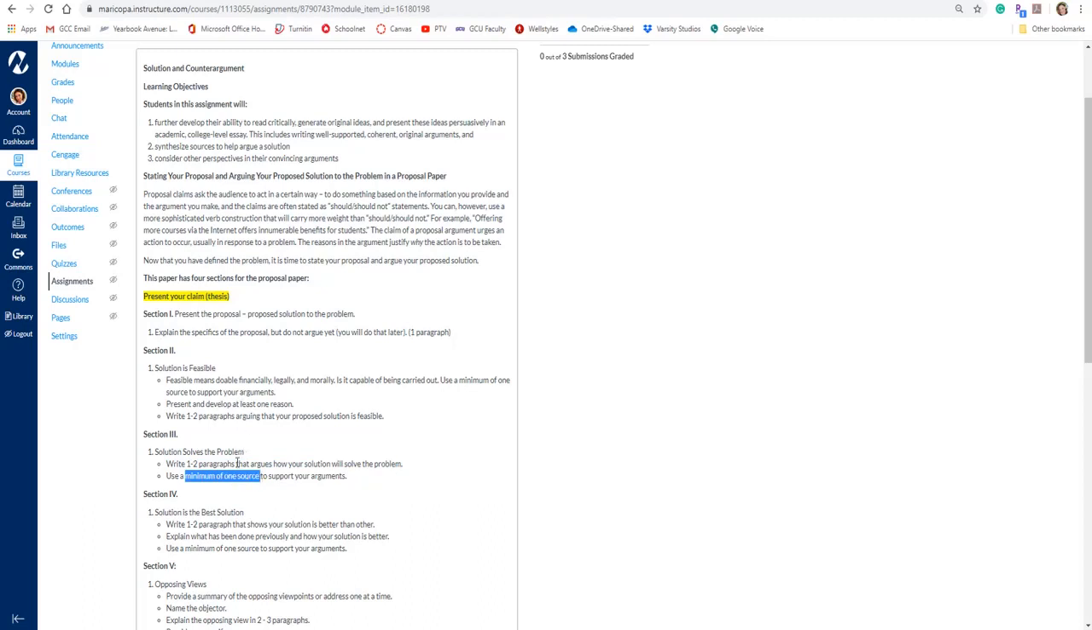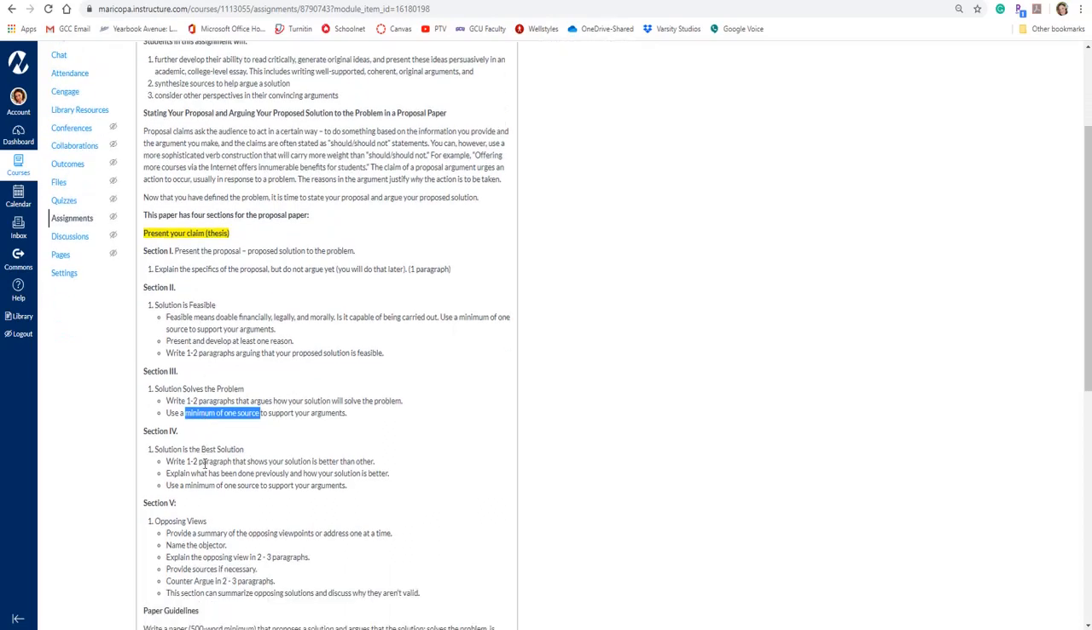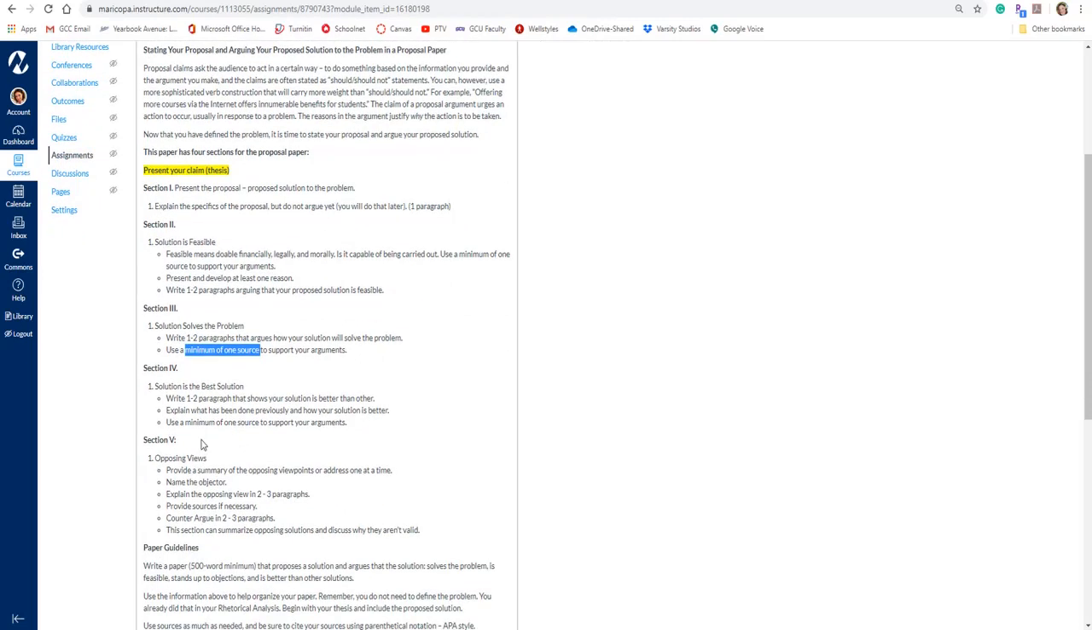Now, these might be the same source. Just because I'm saying one source here and one source here doesn't necessarily mean that they have to be different sources. They could be the same. But as you're putting your things together, remember that the more sources you use, the more validity you're adding to your own arguments. It also helps you from making sure that you don't inadvertently plagiarize by just summarizing somebody else's idea. Section 4, why is it the best solution possible?